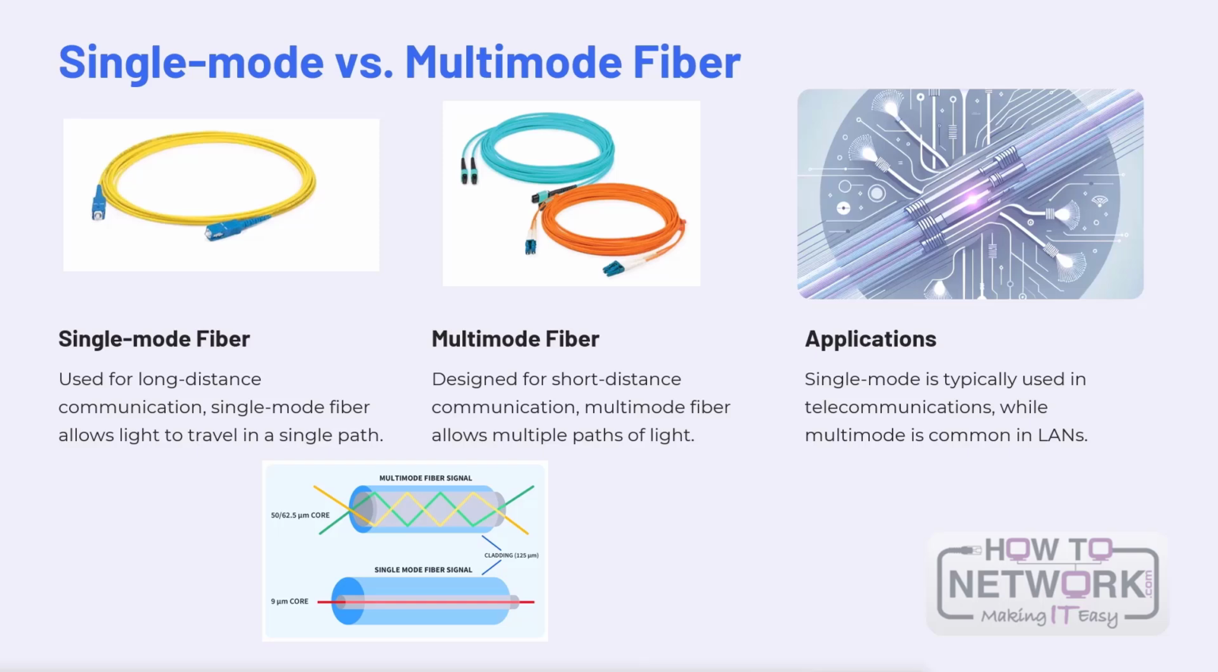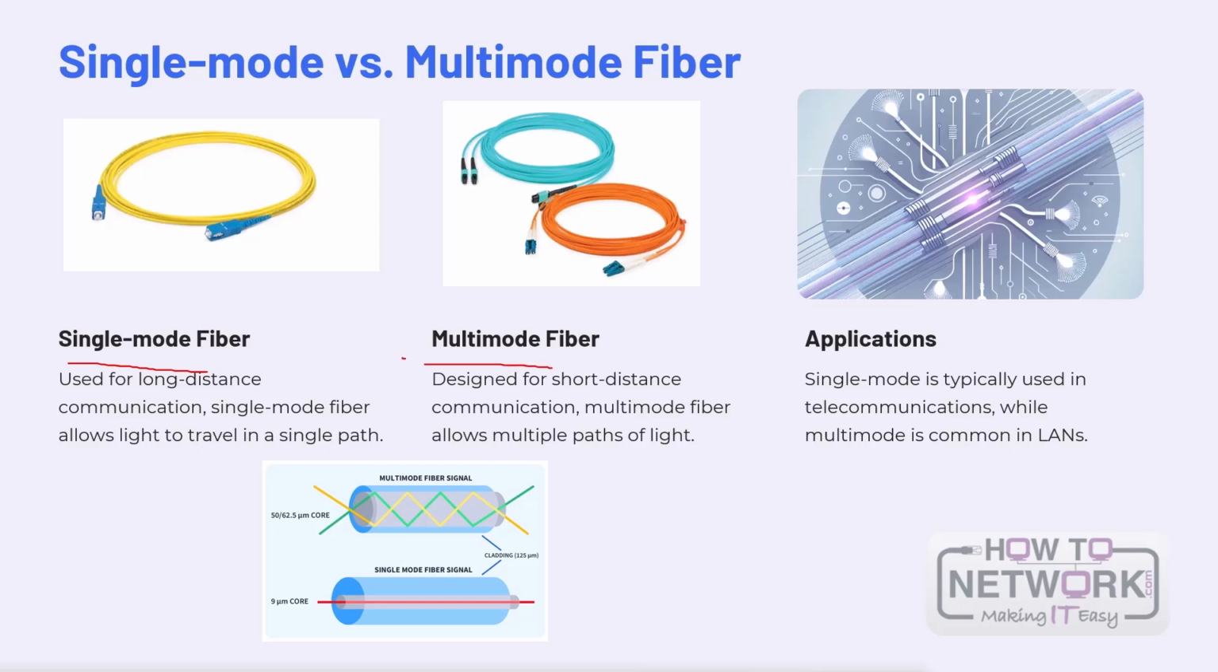Single mode versus multi-mode fiber. What is a single mode fiber? Single mode fibers are designed for long distance communication. They utilize a small core diameter and a single path for light transmission, minimizing signal loss over extensive distances. This results in significantly higher bandwidth capabilities and faster data transfer speeds. Single-mode fiber is ideal for telecommunication networks and backbone infrastructure where long-range connectivity is essential.